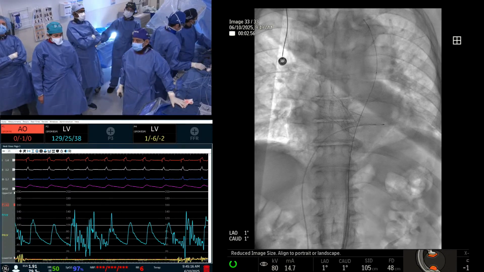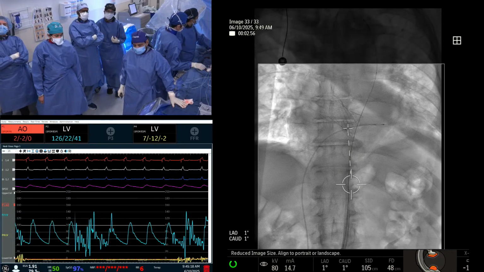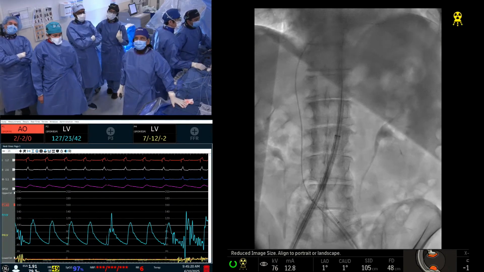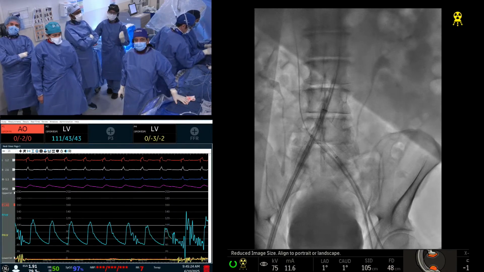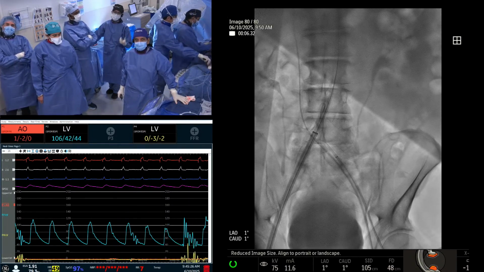Because remember, the waist of the 29 Evolut is 23. Yep. Yeah, it's not 26. So you just have to be very careful about your inflation when you do your second valve, if you use a short valve in a tall valve.